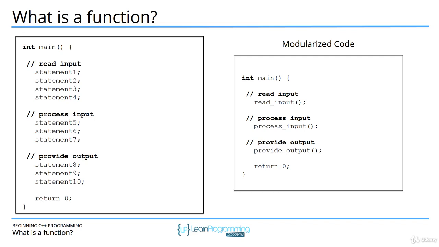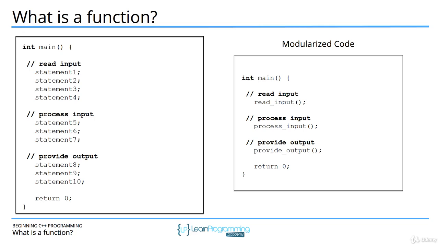Let's look at the example on the right side of the screen. In this case, we've replaced 10 statements with 3. These 3 statements are function calls. Now, when we look at our main function, we see less detail, more abstraction. We can now see read input, process input, and provide output. So we've modularized our program. We know that we still have to execute all the code we had before, but we've removed it from main and replaced it with a call to functions in each case.